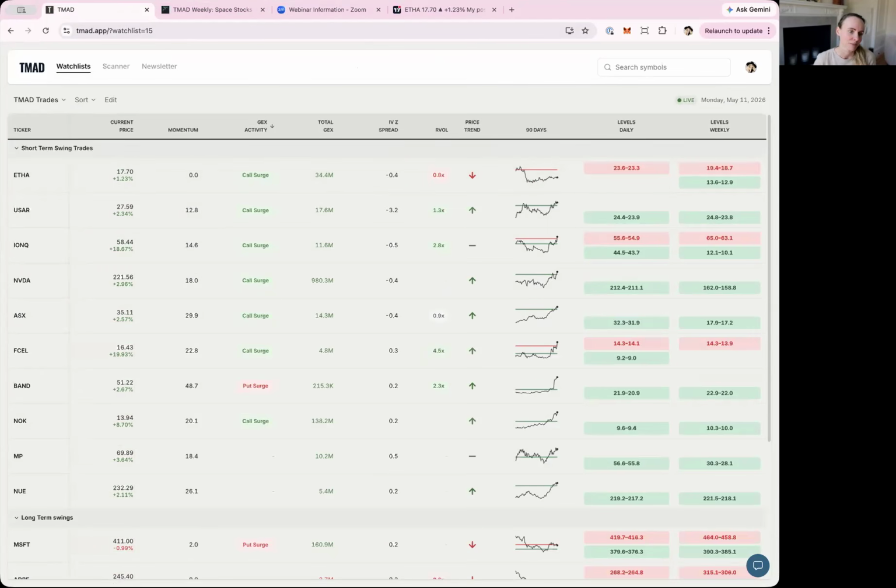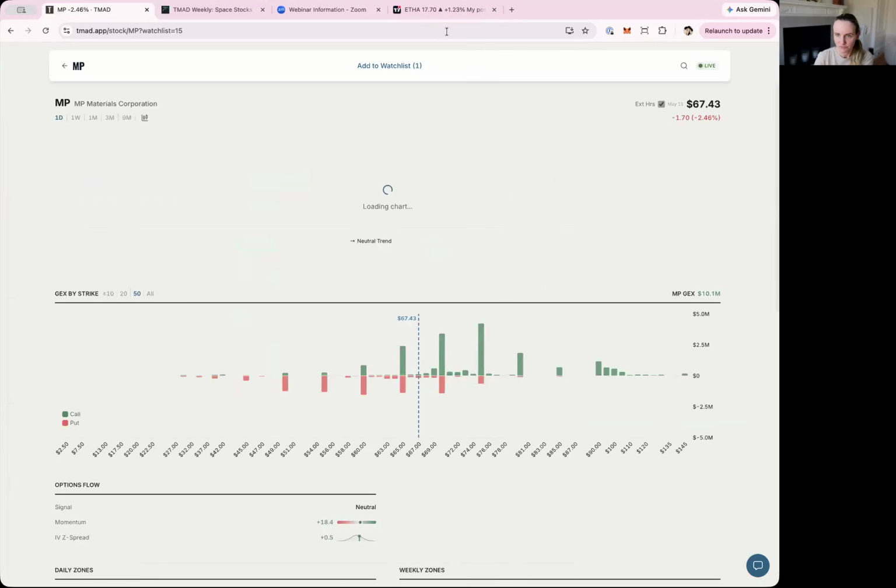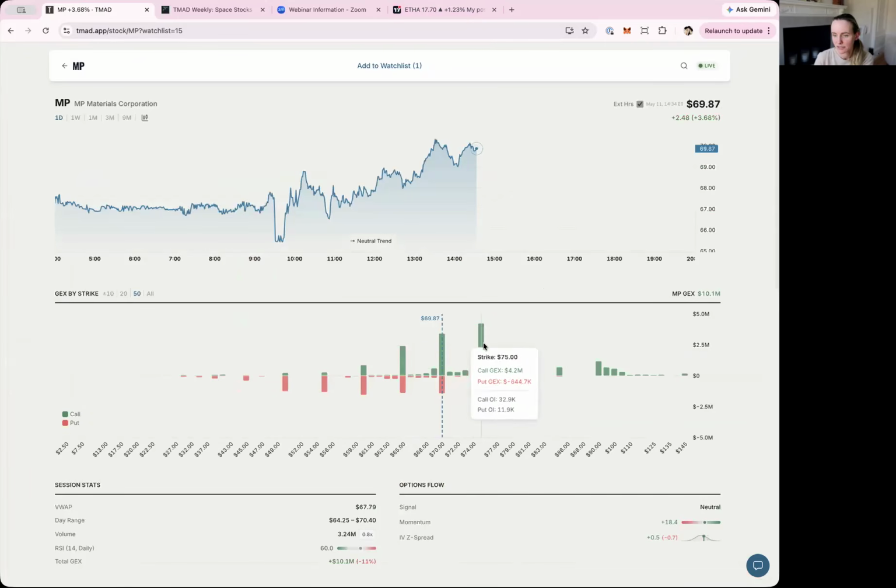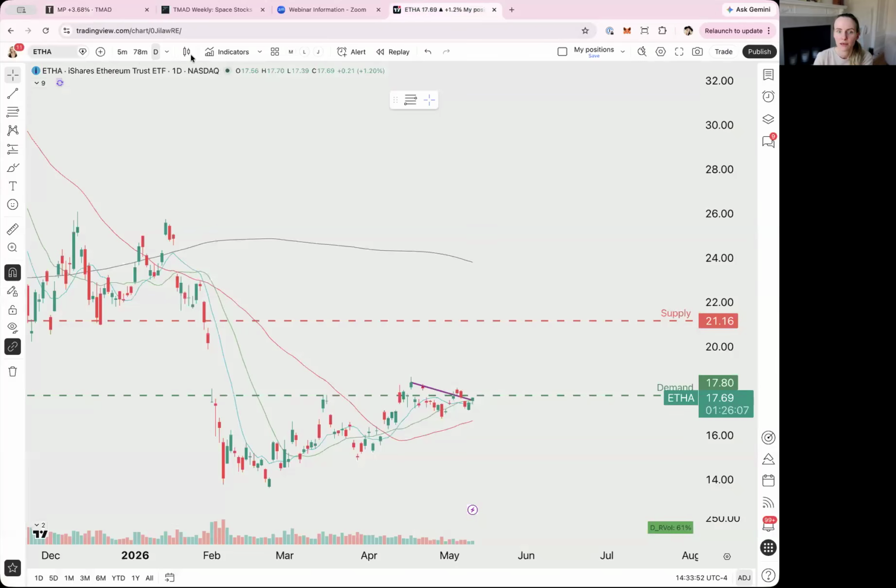So SBET is the same story. MP, we are in MP long. Okay, so I think 75 is the very probable target. But let's look.